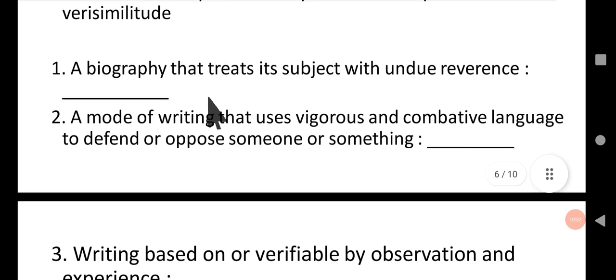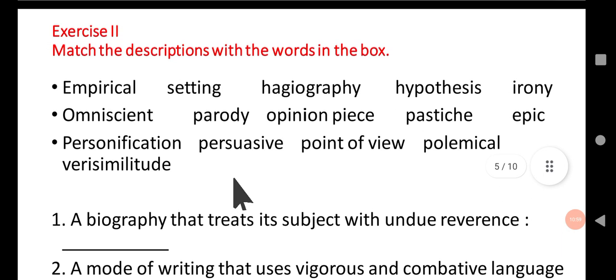Next one, a mode of writing that uses vigorous and combative language to defend or oppose someone or something. Vigorous or combative language in the sense of harsh language, strong dialogues. If you are using that type of language, it is to defend yourself or oppose someone. So what is it called? That is called polemical language, right?